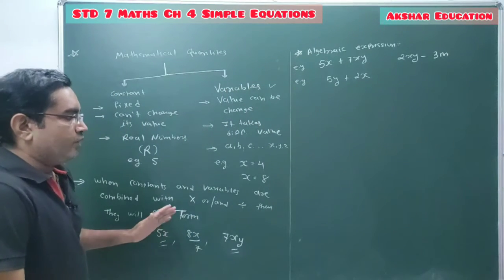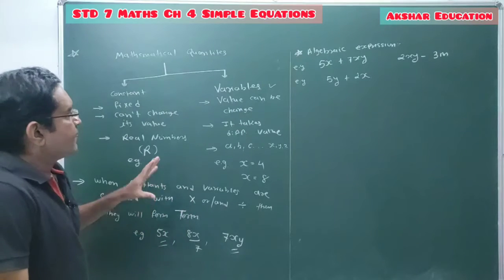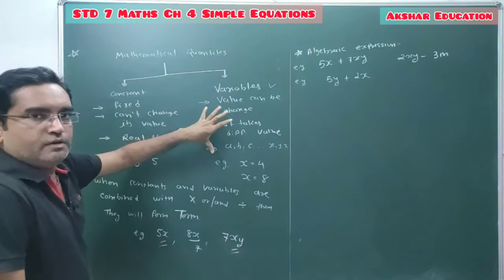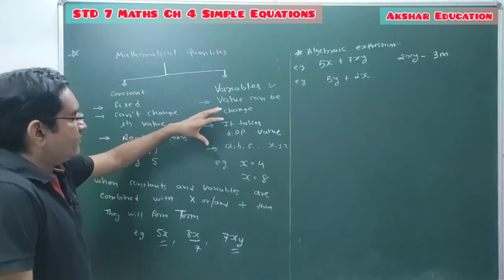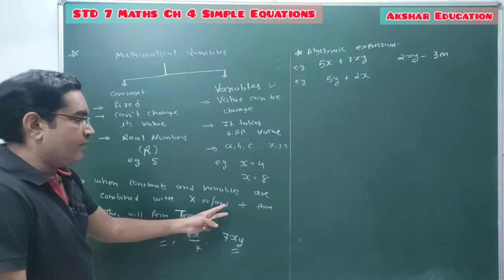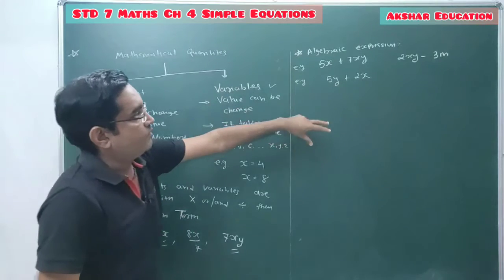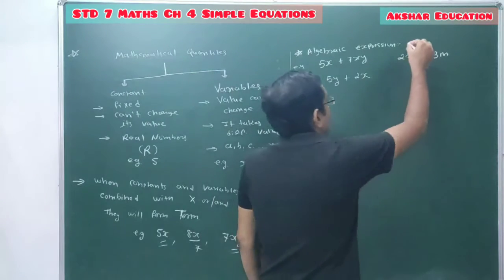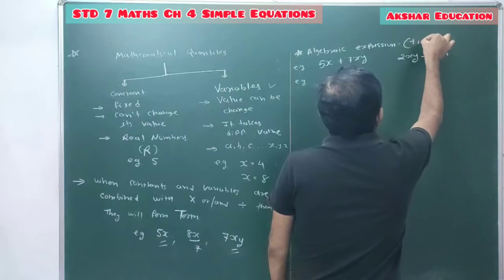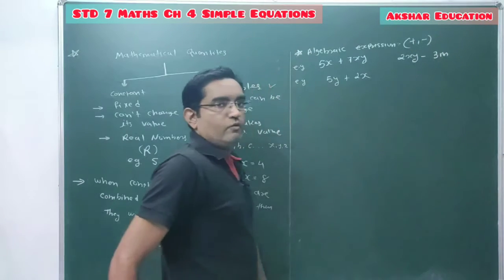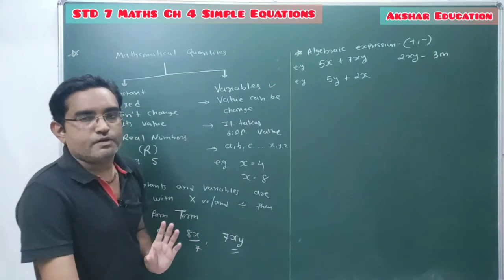Clear? So we are moving forward step by step. First we have considered constants and variables. Combining these constants and variables with multiplication or division, we can form terms. Now we are combining the terms with plus or minus sign. Combining terms with plus or minus sign, we can form an algebraic expression. Clear?